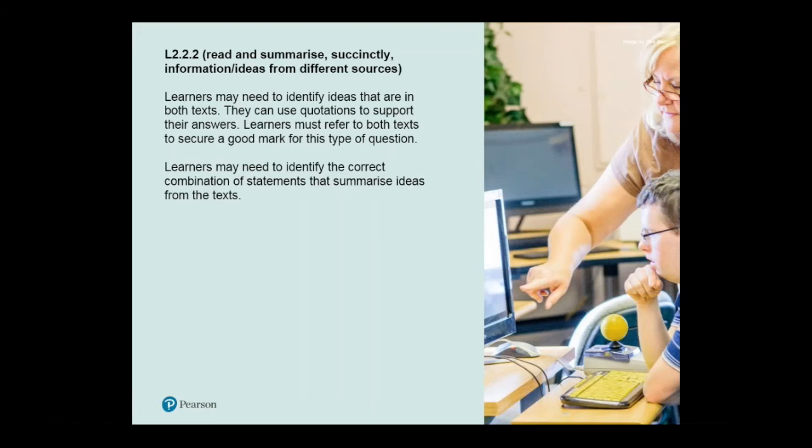L2.2.2. Read and summarize succinctly information, ideas from different sources. Learners may need to identify ideas that are in both texts. They can use quotations to support their answers. Learners must refer to both texts to secure a good mark for this type of question. In addition, on different questions, learners may need to identify the correct combination of statements that summarize the ideas across the text.